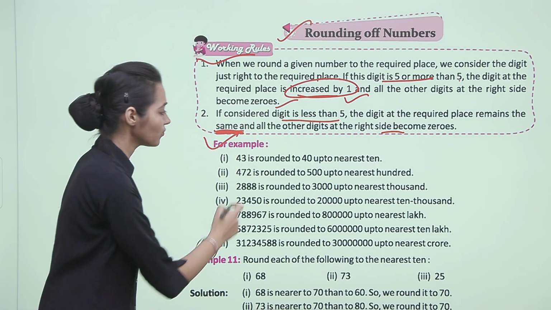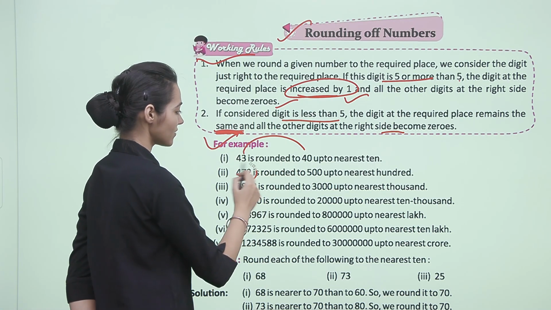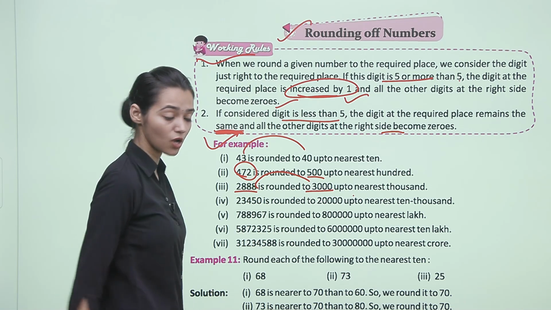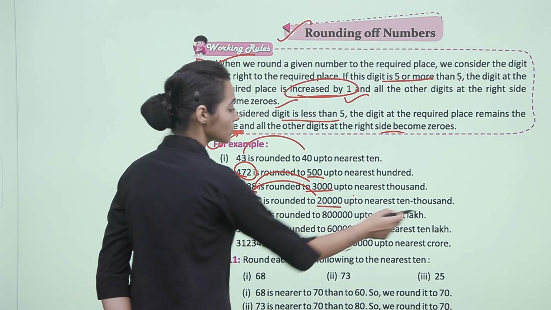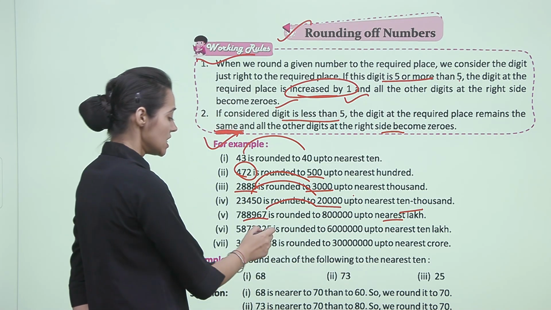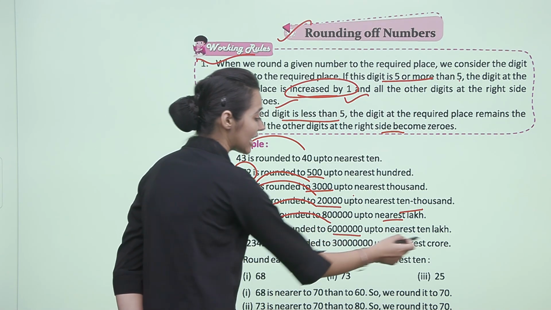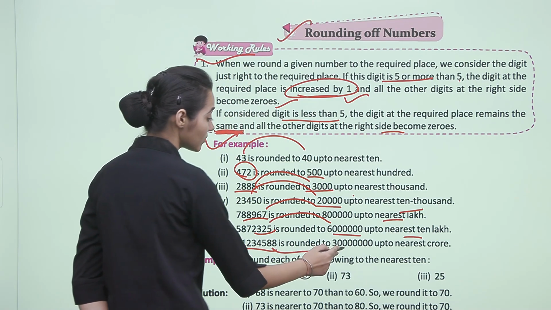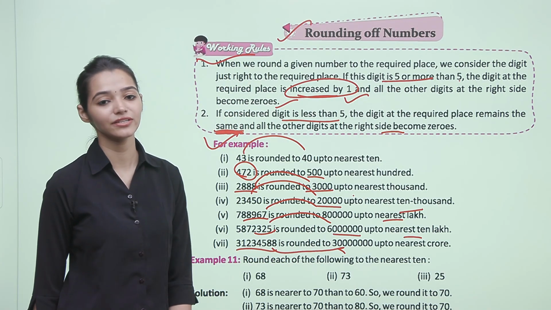Now for example, 43 is rounded off to 40, 472 to 500, this one becomes 3000 in nearest 1000, this changes to 20,000 in nearest 10,000, this one changes to 8 lakh up to nearest lakh, this number changes to 60 lakh in nearest 10 lakh when we round it off, and when we round off this number, it becomes 3 crore up to the nearest crore.